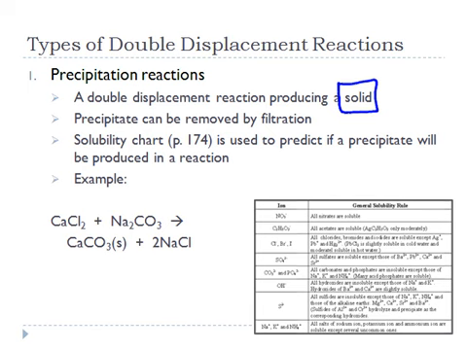And you're always given a solubility chart. It's in your textbook. It's also here on your slide, and it's always going to be given to you for a quiz or for a test, so you don't have to memorize it. But what we do is we use it to predict if a precipitate will be produced in a reaction.